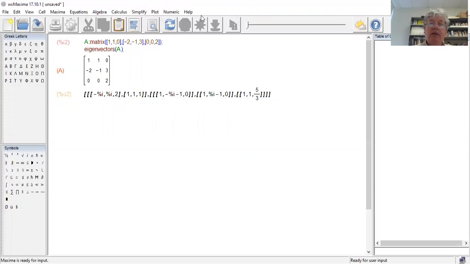Okay, so I hope that helps you if you need to use Maxima to compute, especially if we've got some kind of complicated matrix.